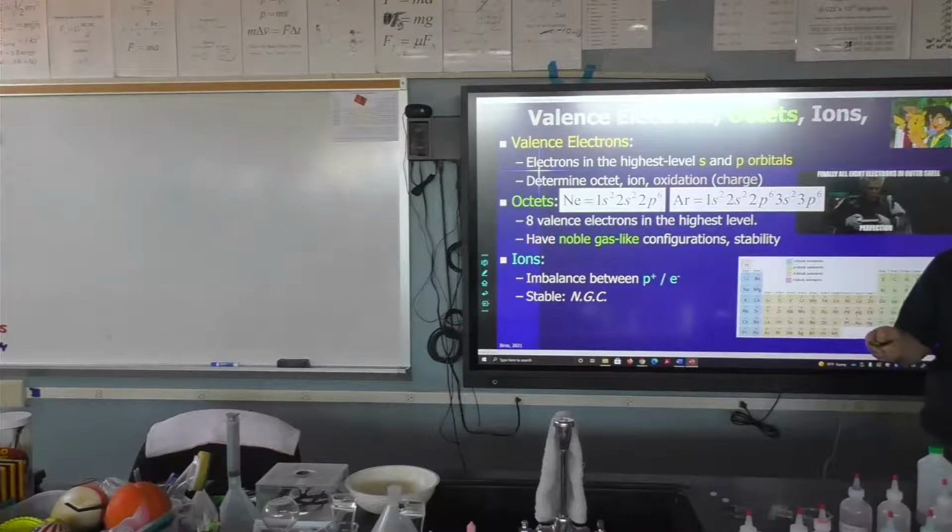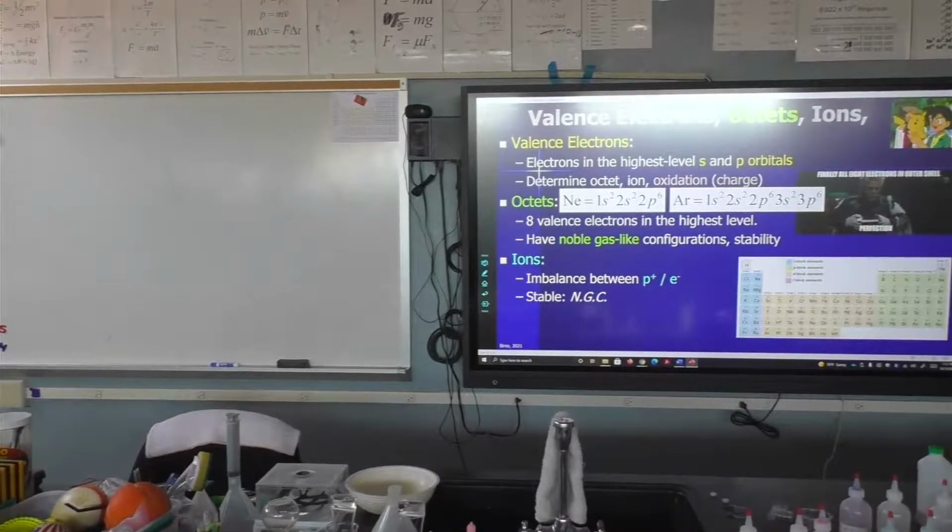And that's the pattern. If you have 1 valence electron, it is easier for you to lose 1 valence electron than to gain 7. If you have 2 valence electrons, it's easier for you to lose 2 than gain 5. So what about silicon? Okay, so let's go ahead and look at the pattern.